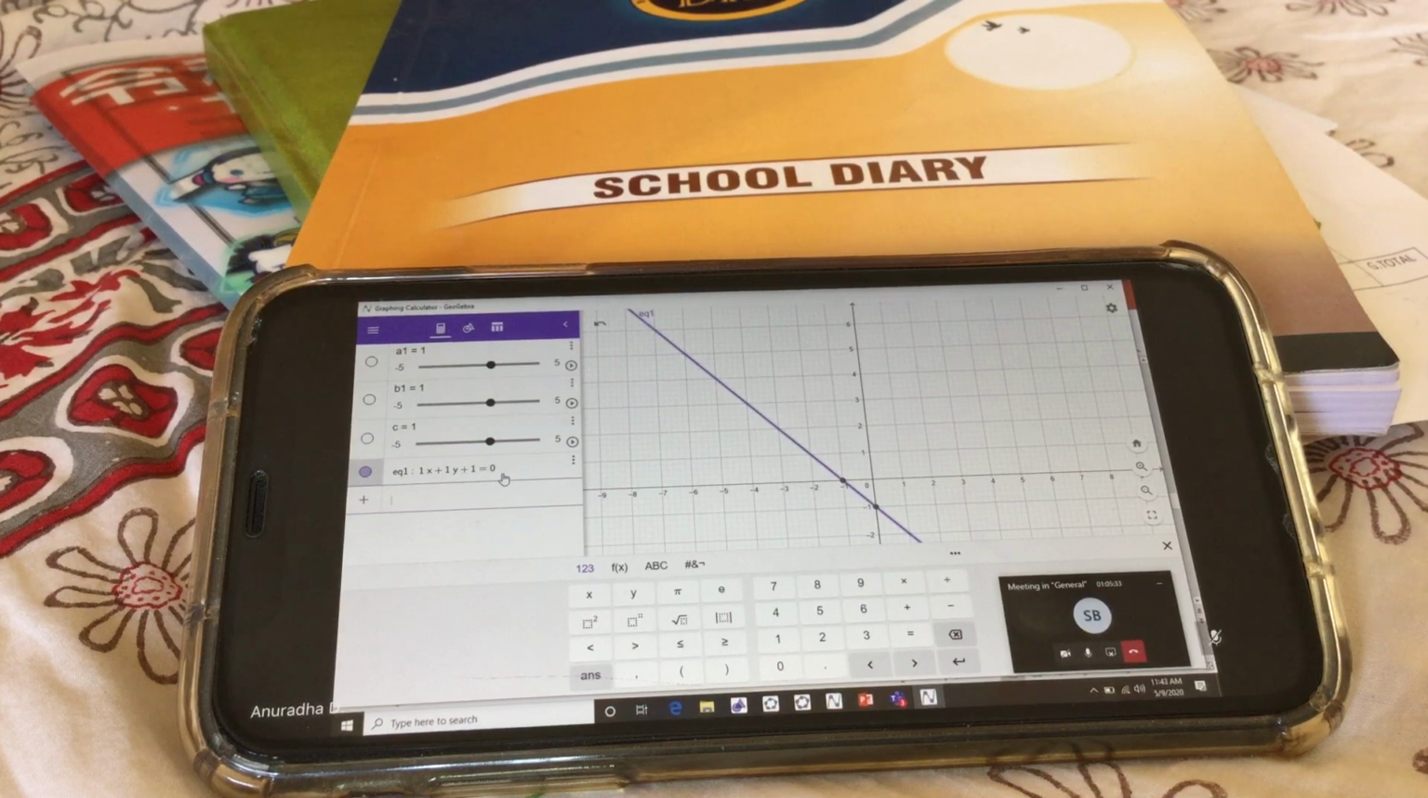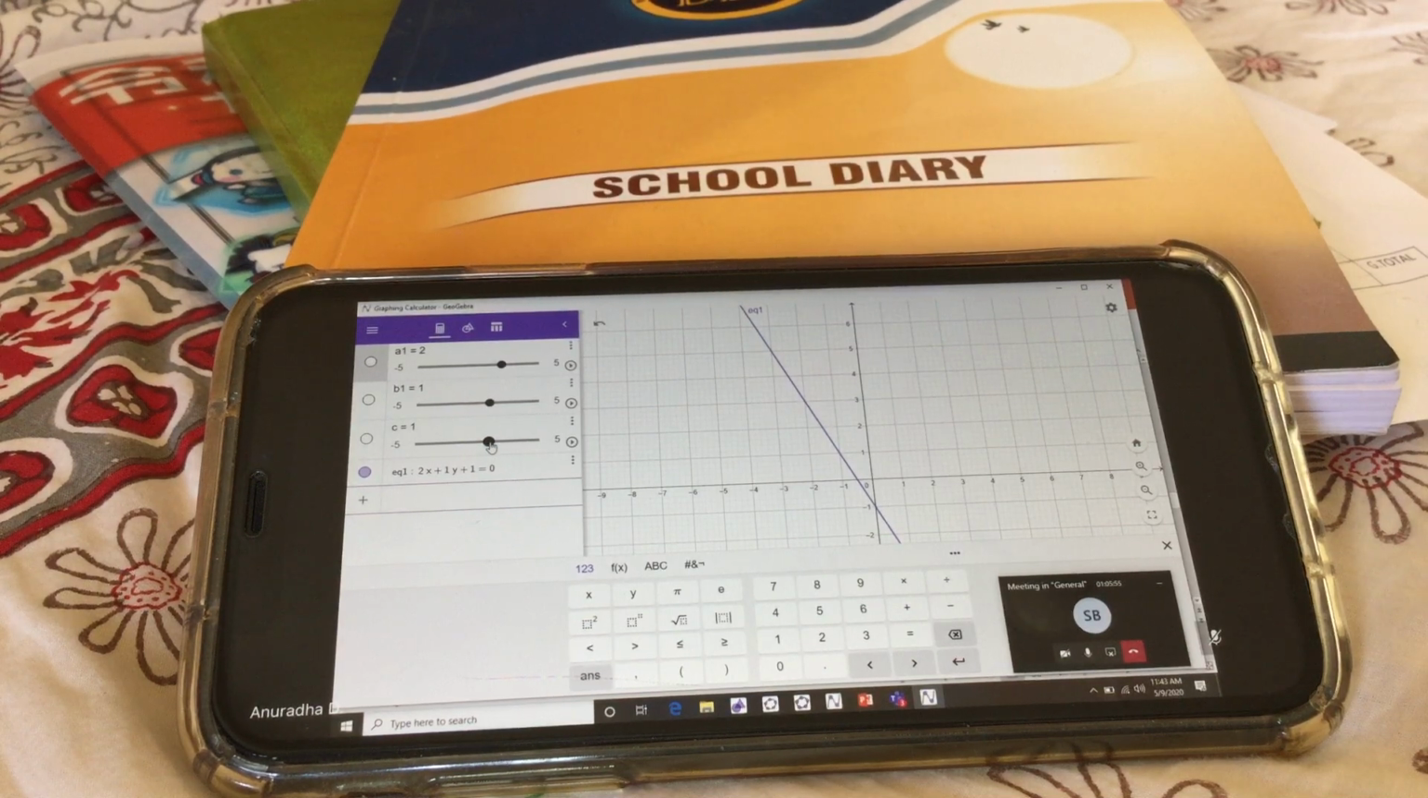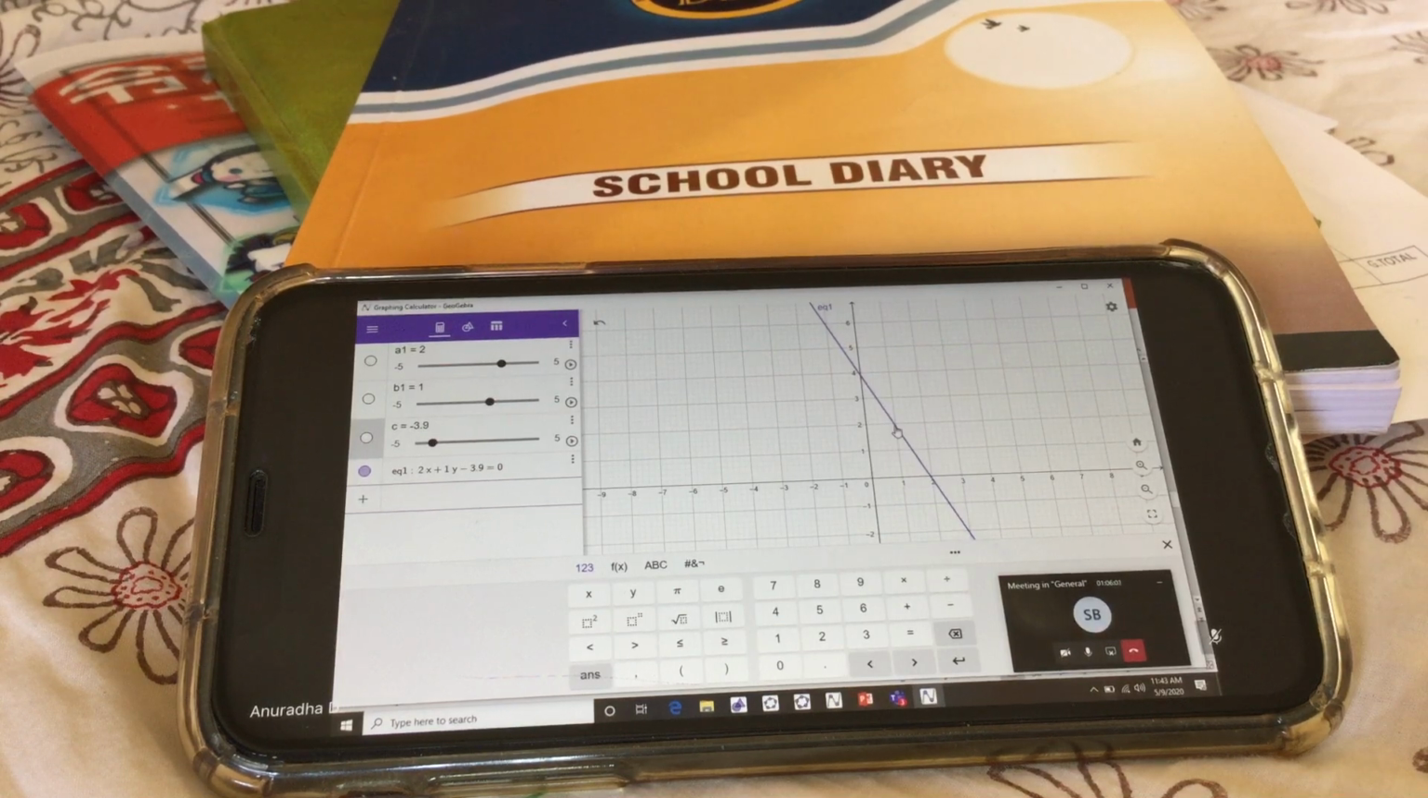Instead of straight away typing the equation, it is possible for us to do this also as the next step. What you can do is change the value. As you change a value, you can see that the line is also changing its position. So maybe now we keep A1 at 2 and B1 at 1. So maybe C1 at, say, -4. So this is the line.